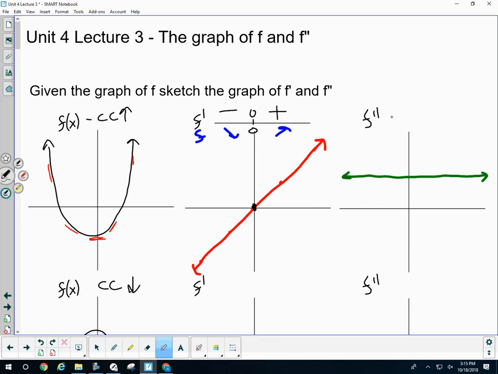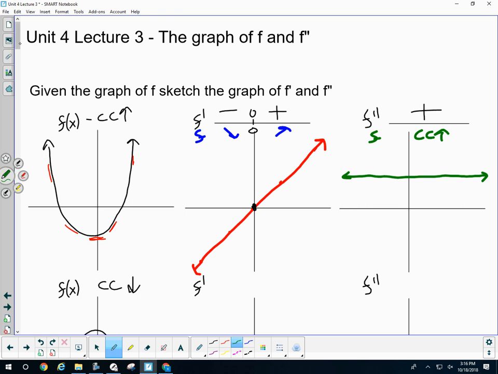Now, if I do a sign analysis for my second derivative, I see that the signs of f double prime are positive everywhere. What do you think the connection is? If it's concave up, the second derivative is positive. That's the key. So knowing that a second derivative is positive, I'll be able to say that my original function is concave up.